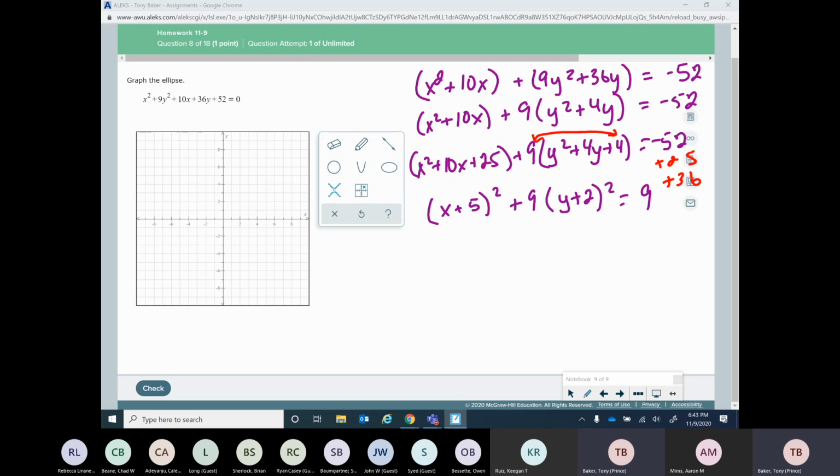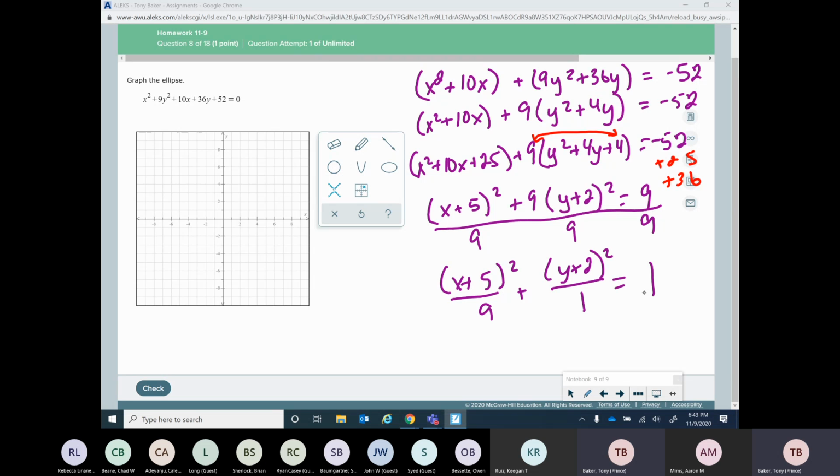Now, another way, an easier way to look at what I did in the last problem when I got the 144, or I got the 1, is this problem at the end always has to equal 1. So we're going to take that 9, and I'm going to divide the whole problem by that 9. So I get x plus 5 squared over 9 plus y plus 2 squared over 1 equals 1. So that's the equation I'm going to graph.